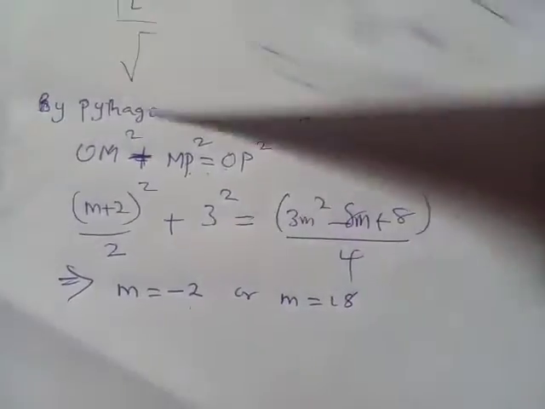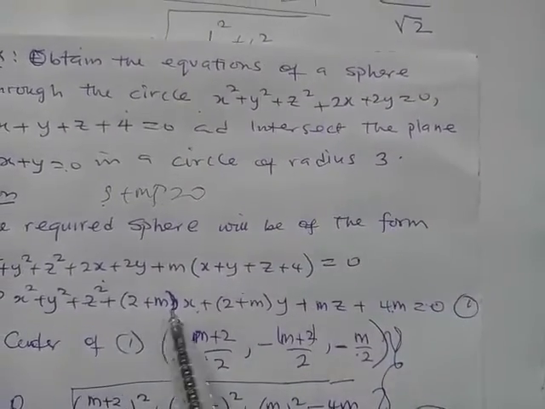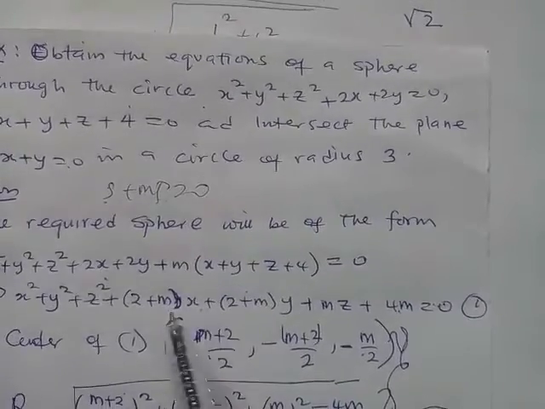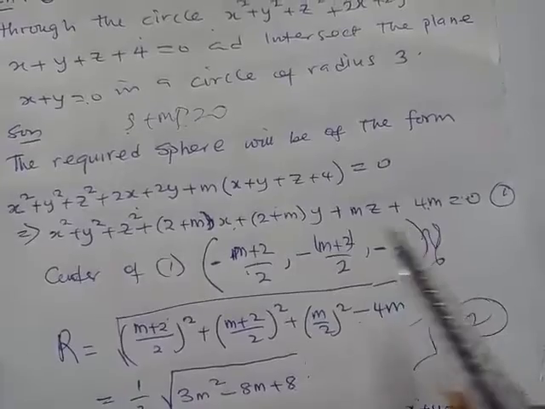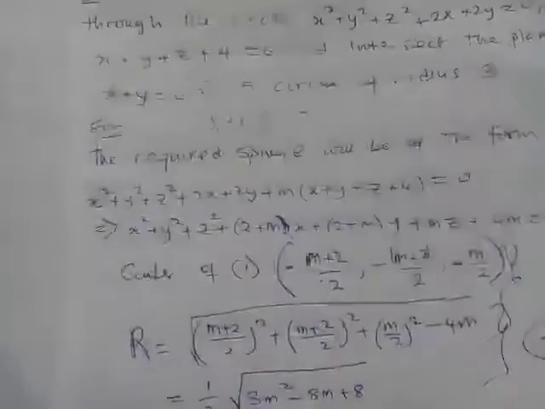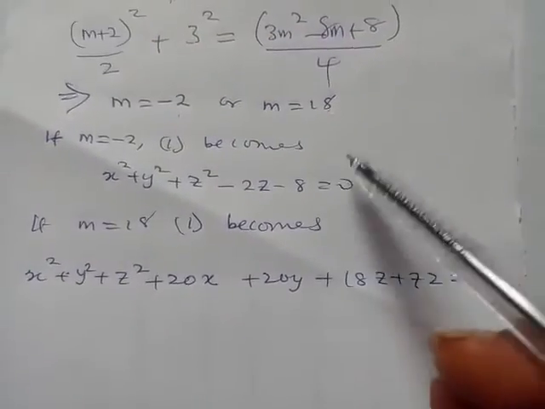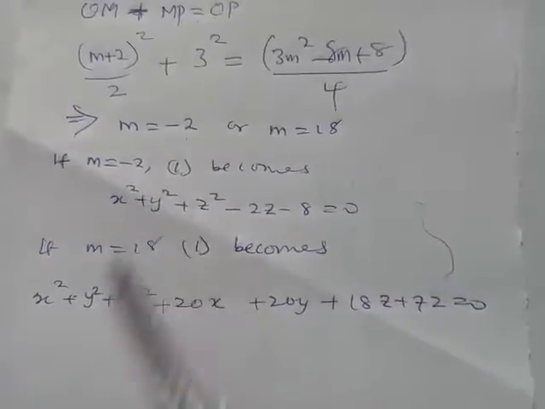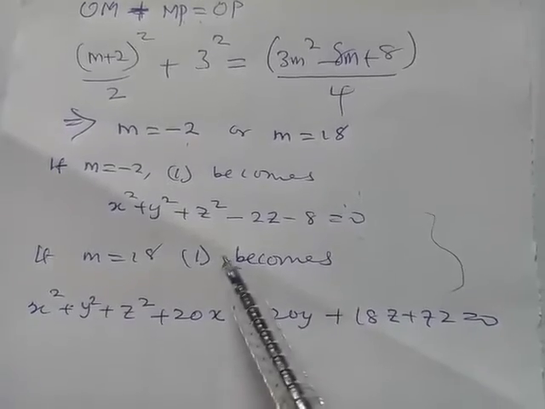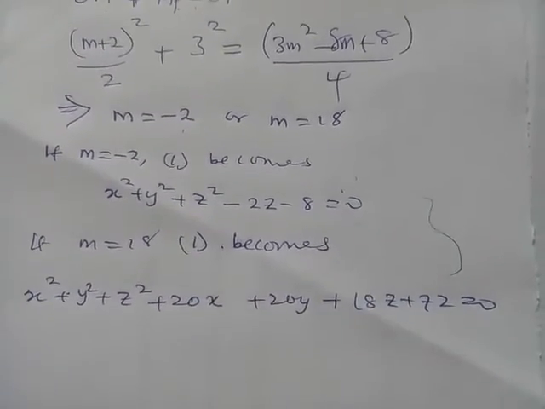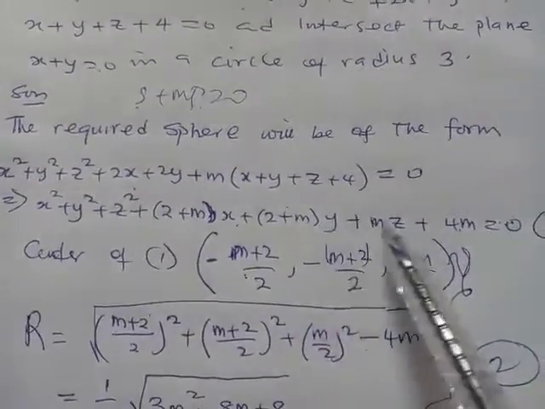So since we now know the value of m, we can substitute it in equation 1 in this place. We substitute separately when m is minus 2 and when m is 18. When m is minus 2, we put it in 1 and we get this. When m is 18, if you put it in 1, we get all this. If you put m to be minus 2 and 18, you are going to get the required answer.